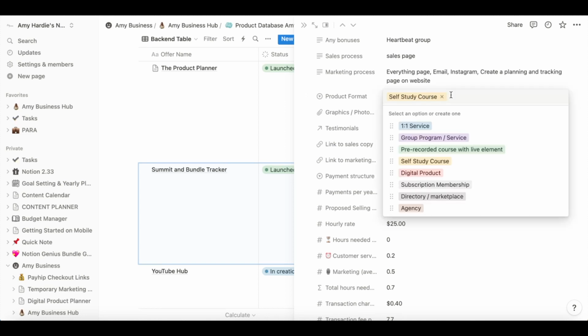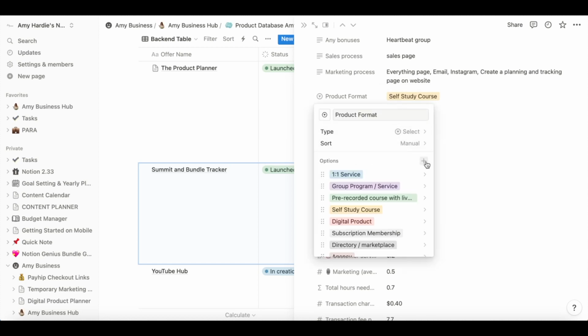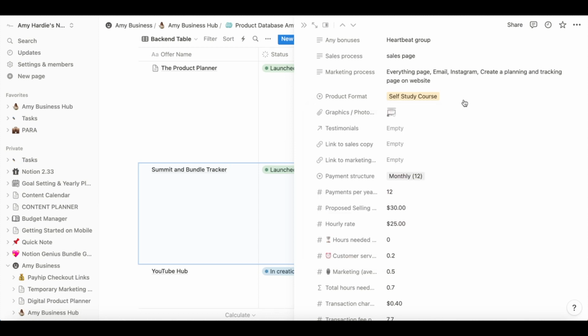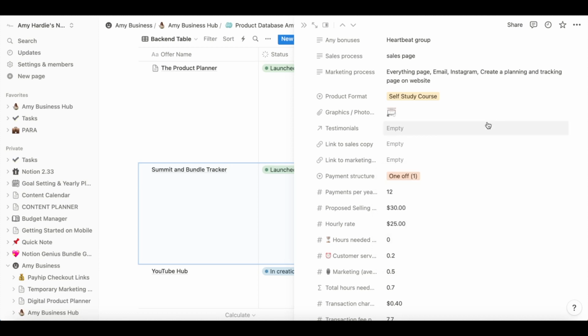My other options are one-on-one service, group programme service, pre-recorded course with live element, self-study course, digital product, subscription, membership, directory or marketplace, or agency. And you can go in obviously and edit this here and add in more by clicking the plus button or taking some away. So I've decided this is a self-study course. I could also call it a digital product. It's kind of both. Then I would go down to my payment structure, and it is a one-off payment for this digital product.